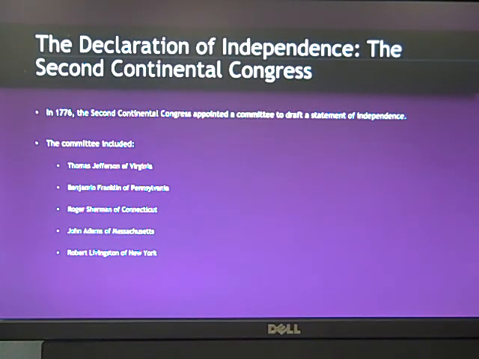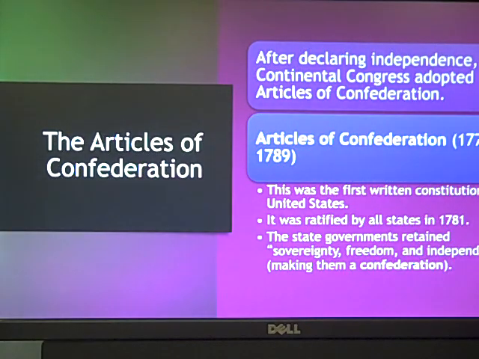So we've declared our independence, right? Now we've got to figure out what we're going to do, right? And so the first sort of attempt at governance in America is the Articles of Confederation. Okay? Now on some level you could call the Articles of Confederation our first quote-unquote constitution, but you should understand that a confederation is a very specific type of government, right? The best example that I can give you of a confederation today would be like the United Nations.